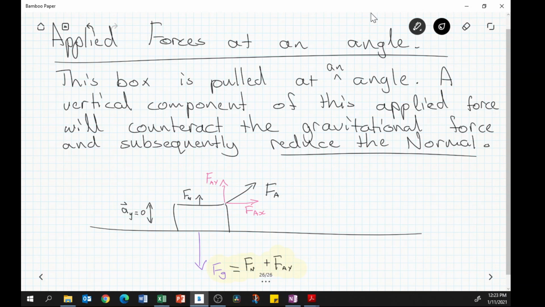Obviously, you can also do this if there was a frictional force acting against the horizontal component of our applied force, such that the box was stationary in the horizontal direction. We could then also set them to be equal and calculate that. But yeah, that idea of net force, and one of those components of that net force is the vertical component of your applied force. Is that okay? Are there any real concerns about that?